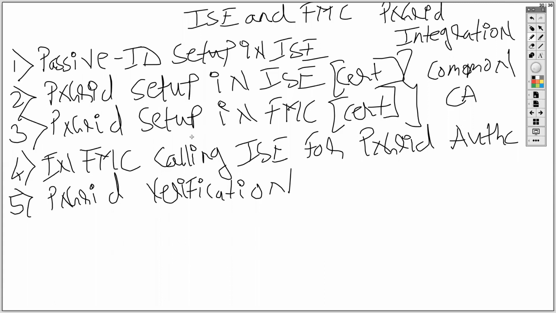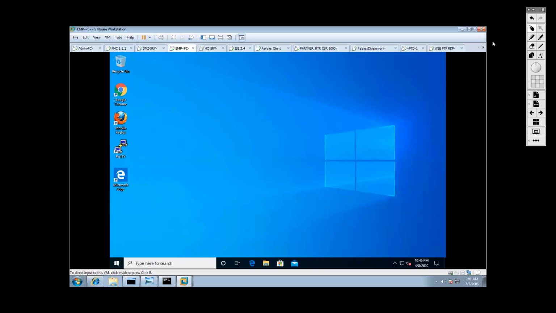So we have completed the first step. Now we are going to set up pxGrid on ISE and then pxGrid on FMC. All right, so stay with me. Don't get lost, because there are a lot of steps.